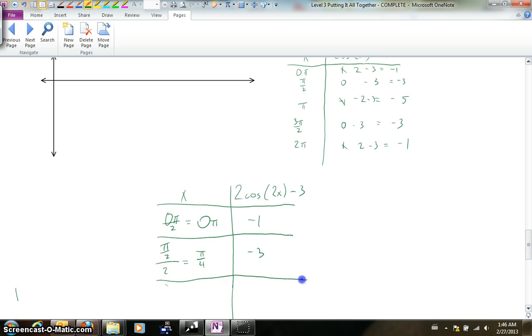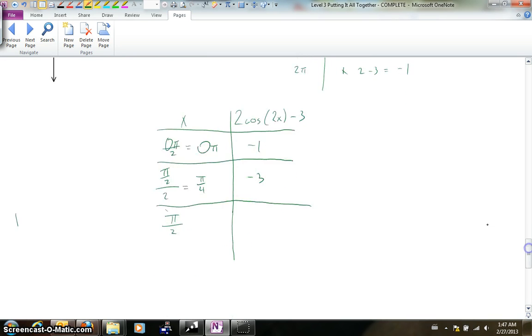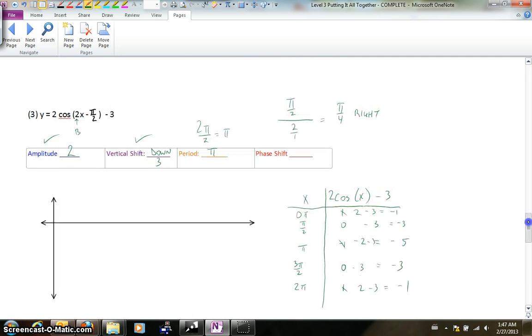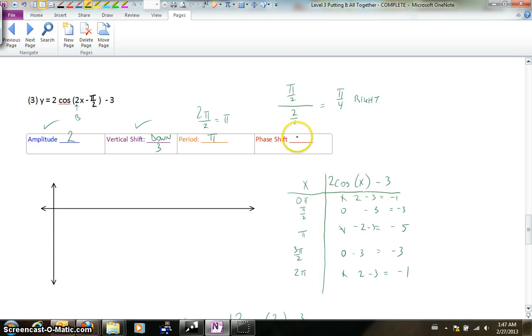I'm running out of space here. Then we've got pi divided by 2, which is just pi over 2, and that one was negative 5. Then we've got 3 pi over 2 divided by 2. That leads to 3 pi over 4, and that's negative 3. And lastly, we've got 2 pi divided by 2, which is just pi. And that was good because our period was pi, so now we start at 0, we end at pi, and that would be what we do if we didn't have this darn phase shift. And so remember, the phase shift is pi over 4 to the right.